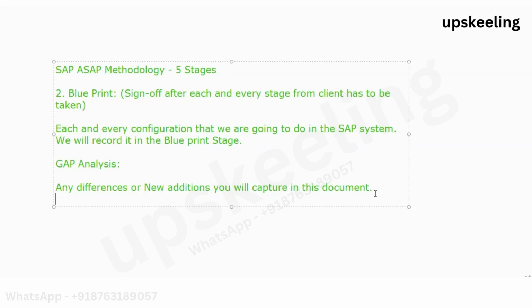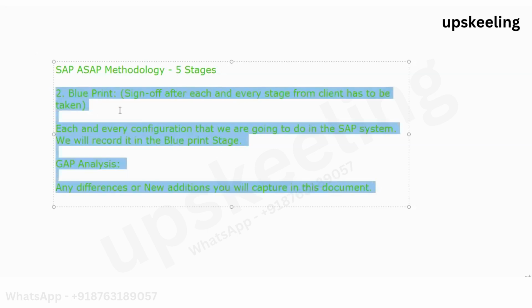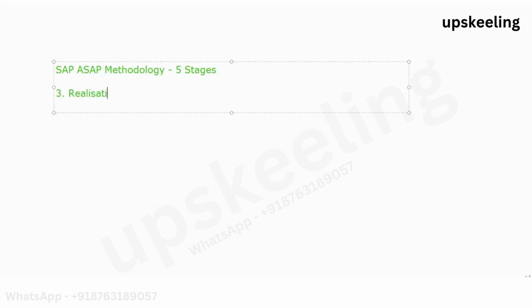Done. I'm going for the third now. If there are any questions, you can just ask. Next you have the realization phase. Now, what happens in this phase? This is the actual phase where the consultants will start doing the configuration in the system. Here we'll have two parts. First is performing the configuration in the system, and then you have to do the testing.